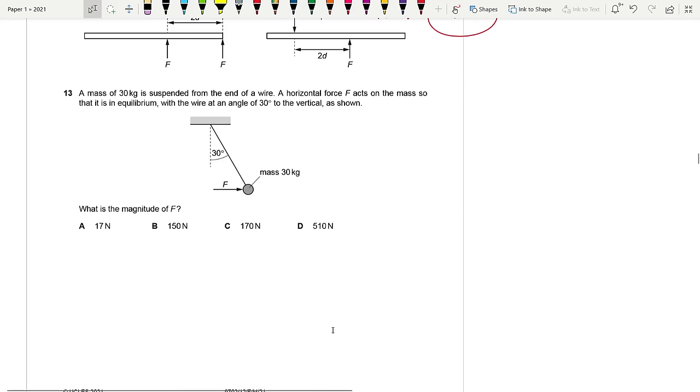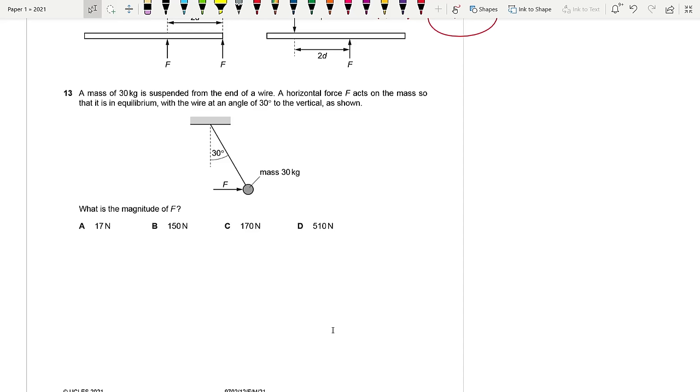Now for 13, a mass of 30 kg is suspended from the end of a wire, and a horizontal force F acts on the mass so that it is in equilibrium with the wire at an angle of 30 degrees to the vertical as shown. What is the magnitude F? Okay, it's in equilibrium, so net force is zero. You guys need to understand that, okay?